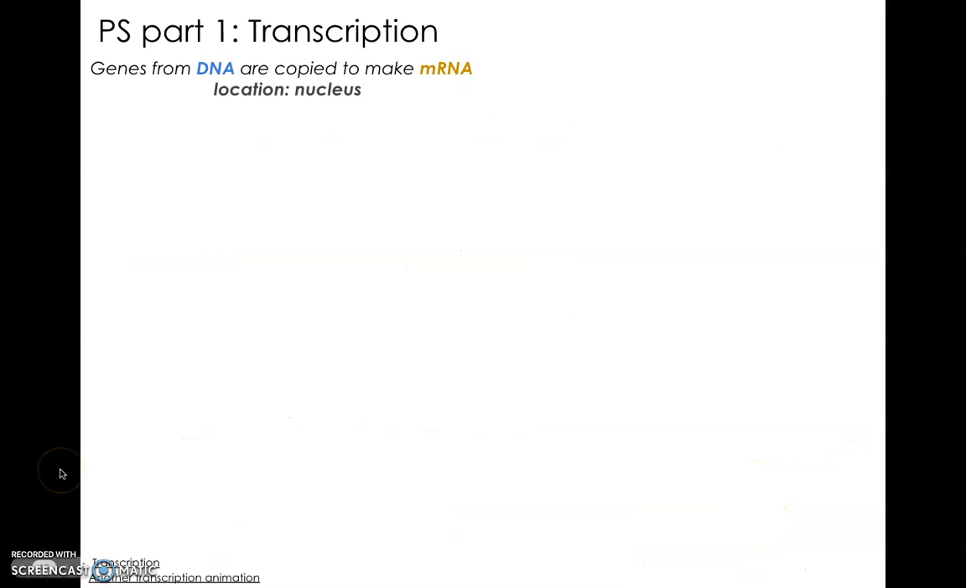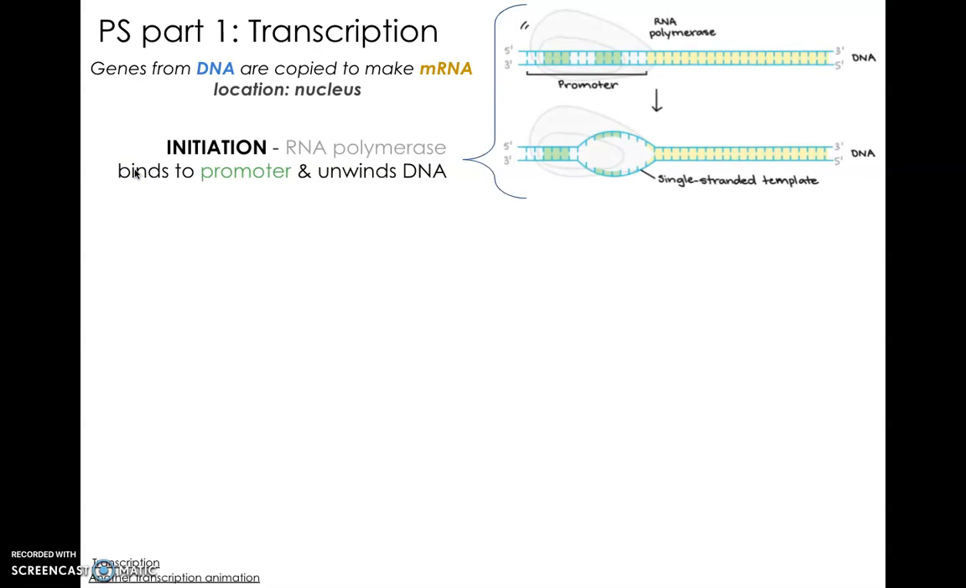Let's talk steps of transcription. Again, we're going from DNA to RNA, and this is happening in the nucleus. There are three main parts of transcription. Initiation, where we have this special enzyme called RNA polymerase. What it does is bind to the promoter. The promoter is just a segment of DNA, and it indicates the beginning of the particular gene that we're transcribing. So RNA polymerase first binds to that promoter, and then it begins to unwind DNA.